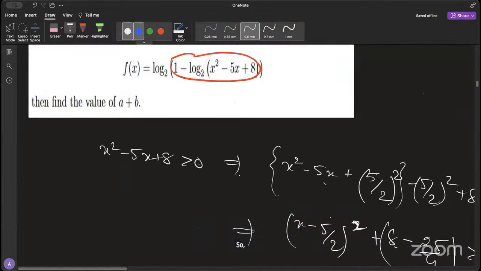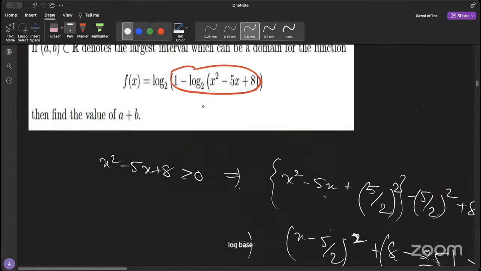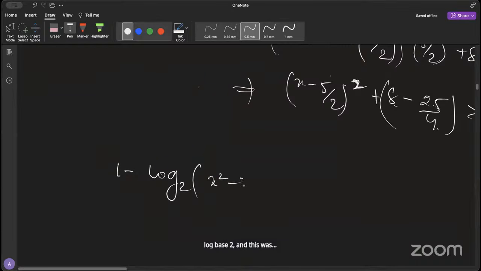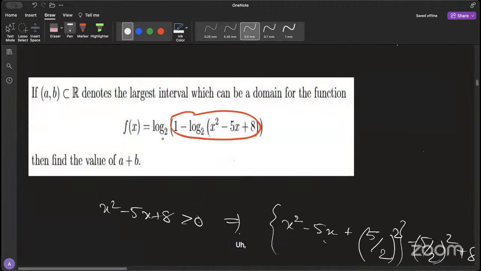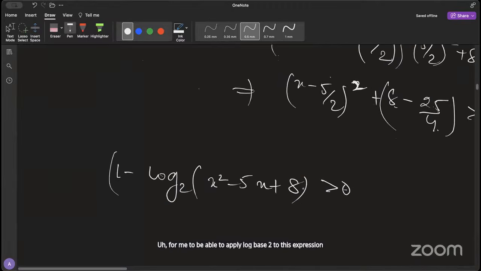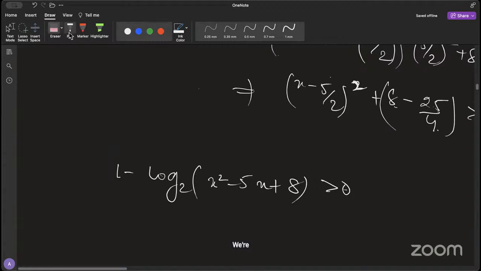So for this one, now we'll have to make sure that 1 minus log base 2 of x square minus 5x plus 8 is greater than 0. For me to be able to apply log base 2 to this expression, if I want to apply log base 2, I want this to be greater than 0, right? That's why we're doing this.